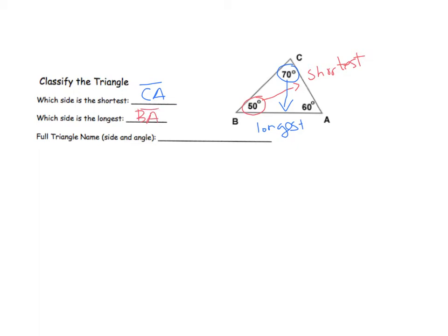So this triangle, based on those degree measures, all three angles are less than 90 degrees, which makes it acute. And if all three angles are different, then that means all three sides are different. So this is an acute scalene triangle. First name, middle name, last name.